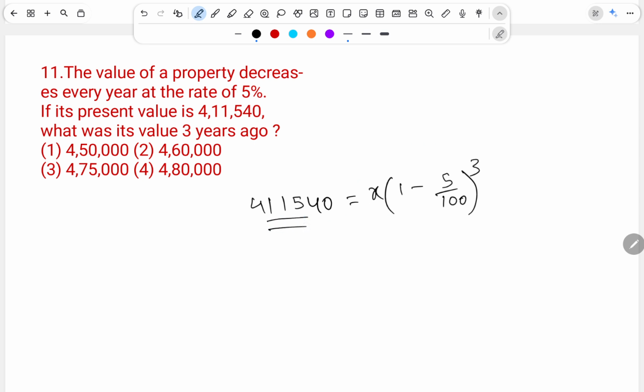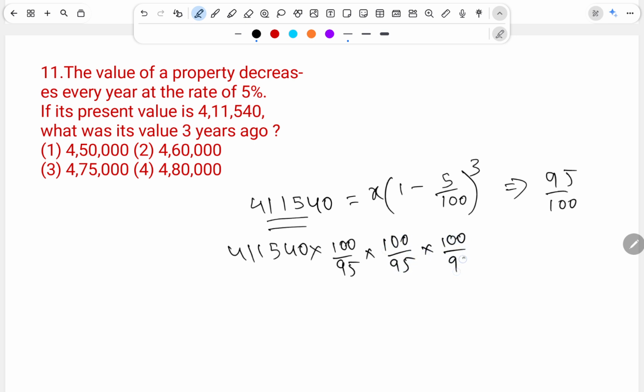So if you calculate this, it should be equal to this. For 3 years it is reduced. So it becomes 411,540. This becomes 1 minus 5 by 100, which is 95 by 100. So X should become 100 by 95 into 100 by 95 into 100 by 95. 5 20s, 5 19s. 20, 19, 20, 19. Anyhow, this number should be divisible by 19, 19, 19.